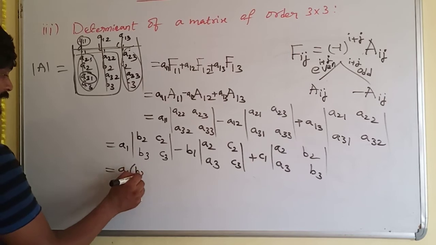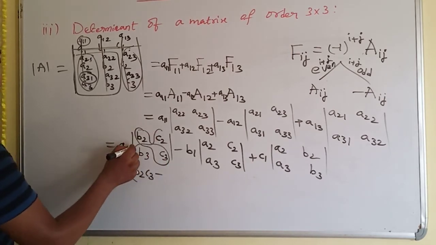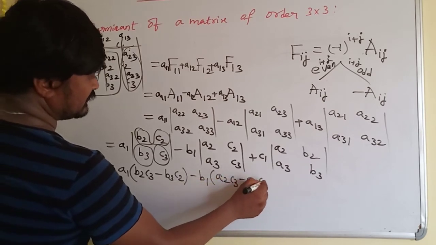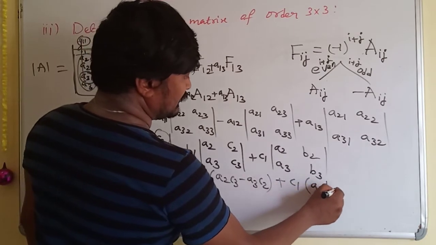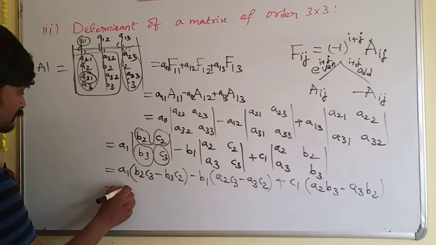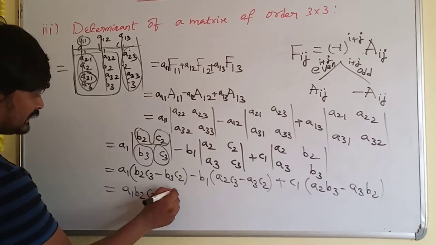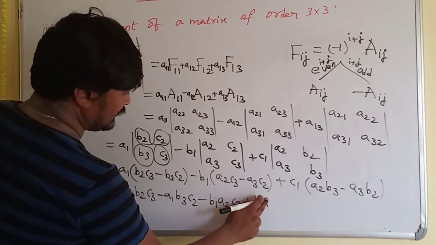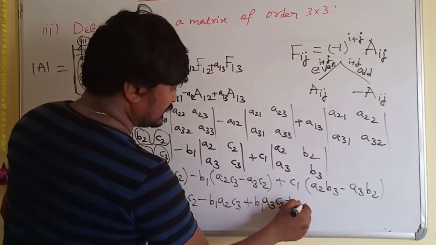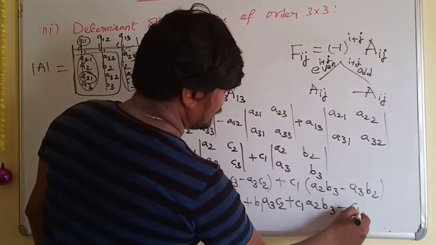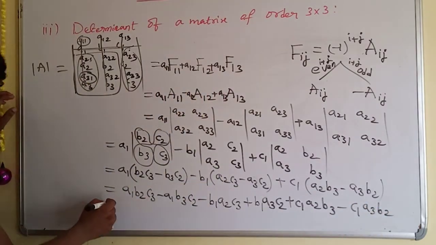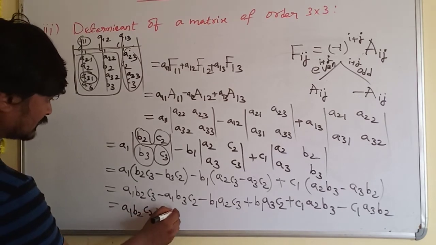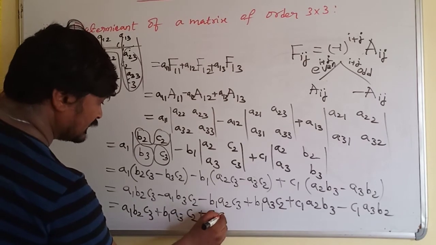A1 times B2 C3 minus B3 C2, minus B1 times A2 C3 minus A3 C2, plus C1 times A2 B3 minus A3 B2. Just simplify it. A1 B2 C3 minus A1 B3 C2 minus B1 A2 C3, minus into minus plus B1 A3 C2, plus C1 A2 B3, plus into minus minus C1 A3 B2. Now so here I can write A1 B2 C3, next B1 A3 C2, plus C1 A2 B3.